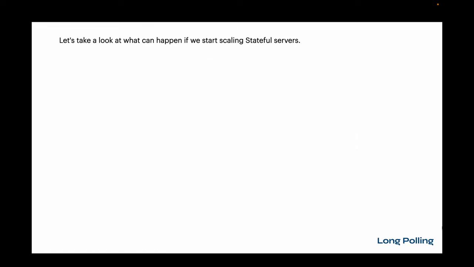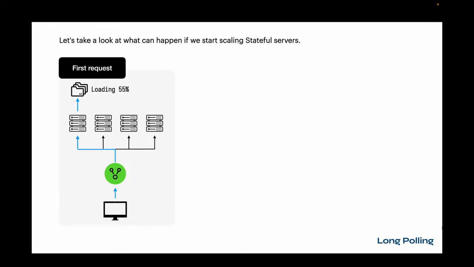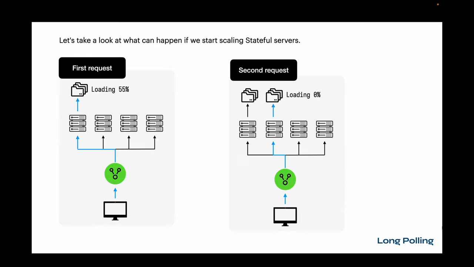Now let's consider scaling in a stateful architecture. The load balancer decides to redirect the request to the first server. Suppose we are using long polling for a process like loading progress, which is maintained in the server's memory, not in a database. At some point, the server sends an update of the loading process to the client. The client updates the interface and sends a new request to the server. However, for some reason, the load balancer redirects this new request to a second server.